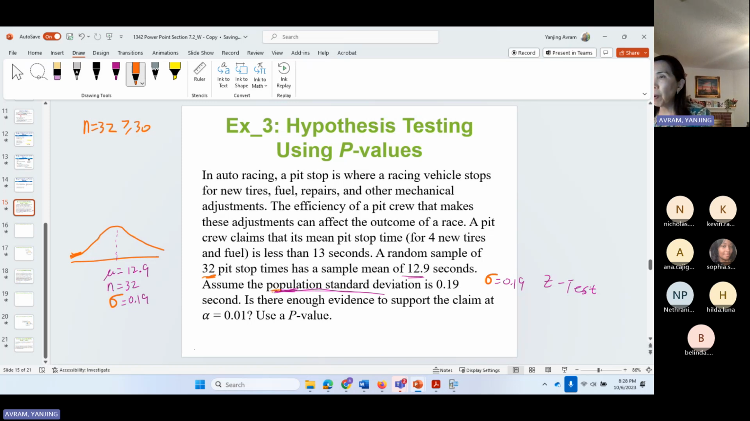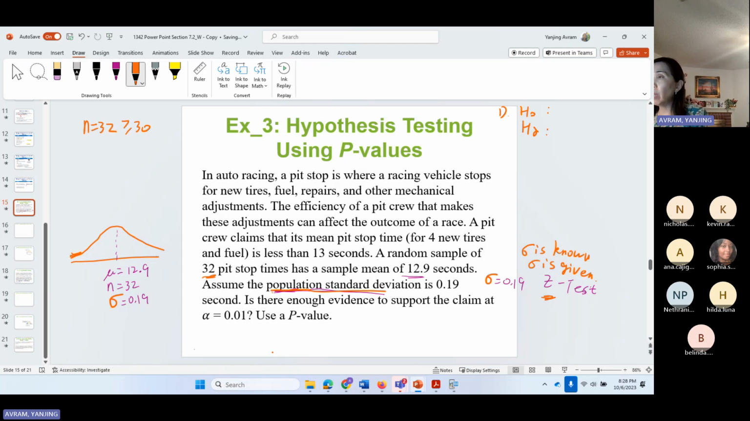So that is the population standard deviation. This sigma is known, or sometimes we say sigma is a given. So we're going to use the z-test here. And we need to write down the null and alternative hypotheses. That is our next step.